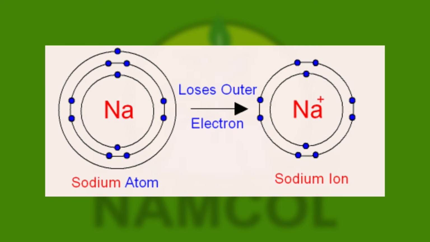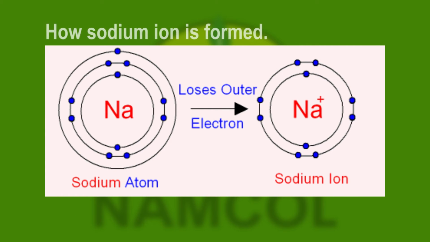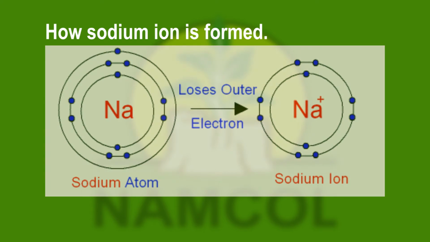If we look, for example, at sodium, you will see that the neutral sodium atom has 11 protons and 11 electrons and is thus neutral. In order for it to obtain a full outer shell, it loses its one outer electron. The sodium ion has now 11 protons and 10 electrons and thus a charge of 1+.